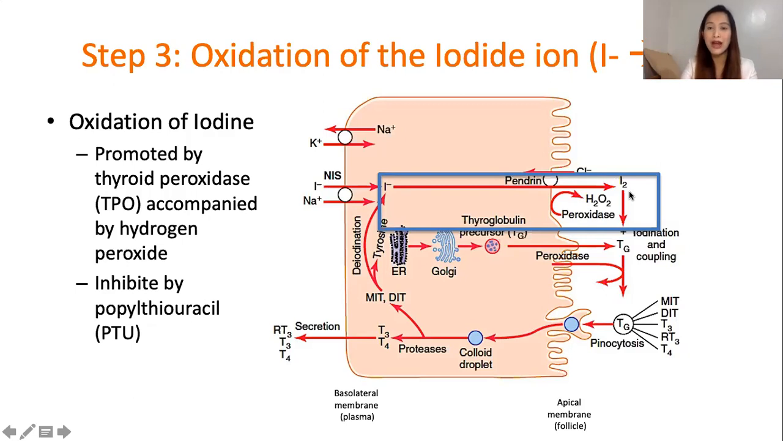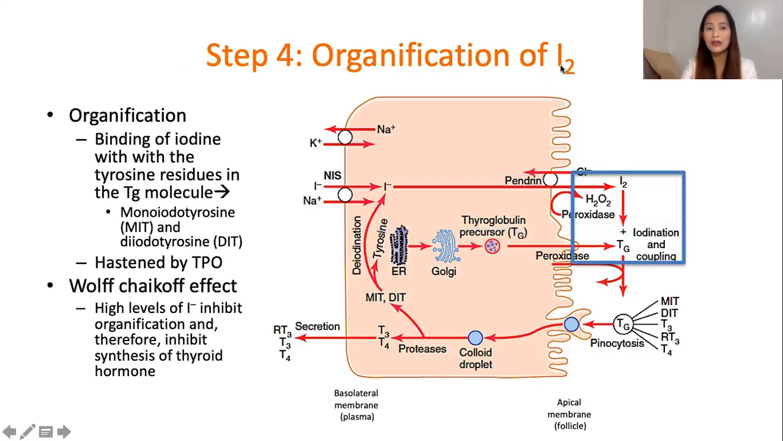Okay, and after your iodide ion is oxidized, it is now organified. So when we say organified, the iodine is bound to tyrosine residues that come from your thyroglobulin to form your MIT, your monoiodotyrosine, and your diiodotyrosine, DIT. And this is also hastened by your thyroid peroxidase enzyme. So again, your organification is the binding of your tyrosine residues to your iodine to form your MIT and your DIT.